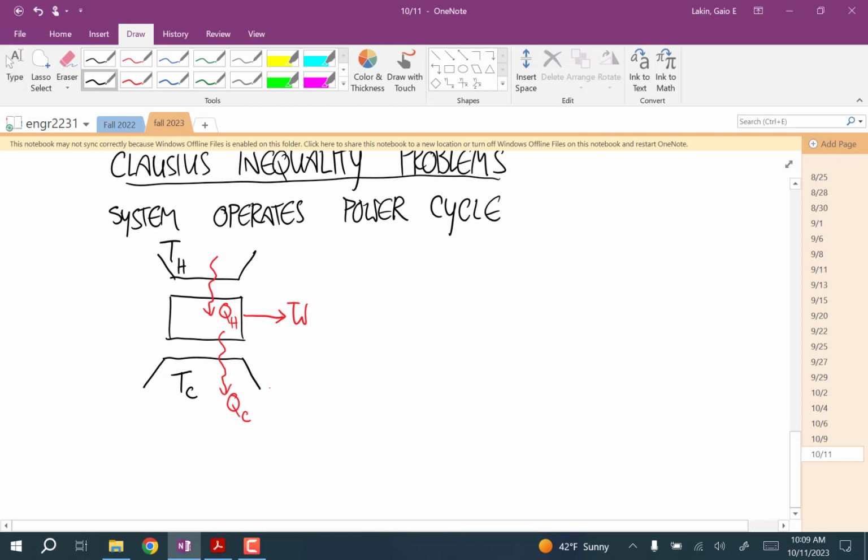And so what you know from this is that all the stuff coming into the system, since it's a cycle, has to equal all of the stuff going out. So QH is equal to W plus QC. And then you can re-express the work just in terms of the heat. So work is equal to QH minus QC.